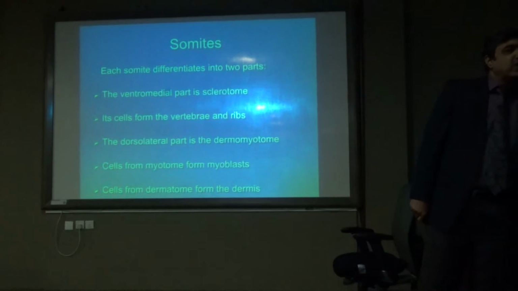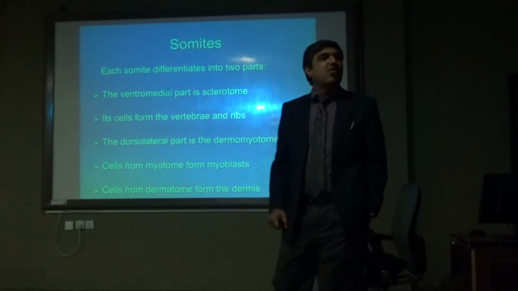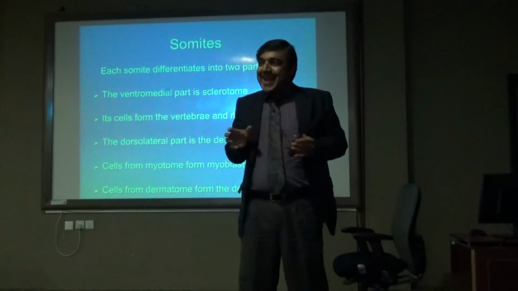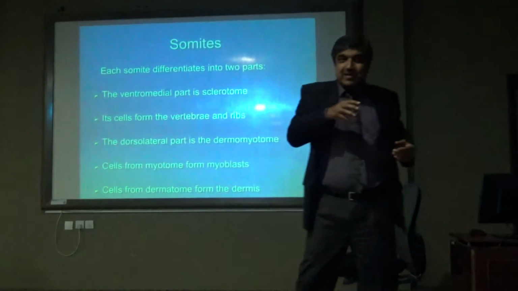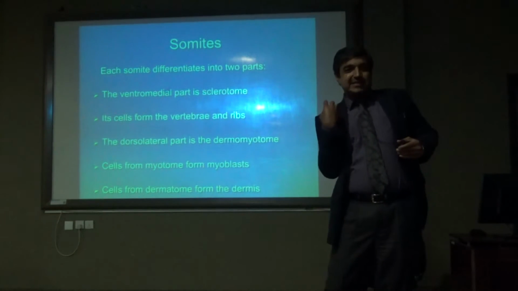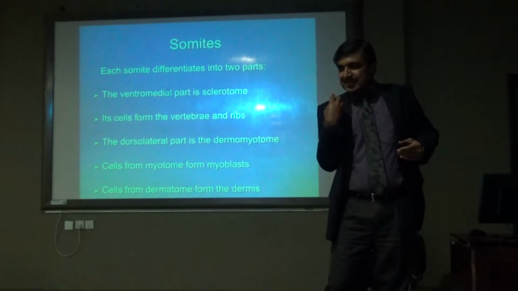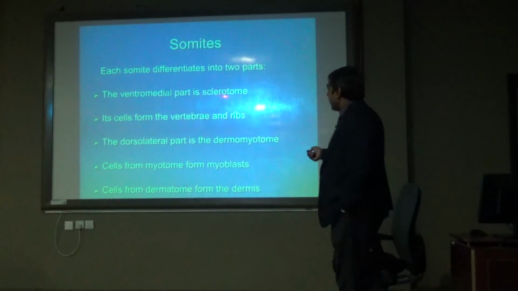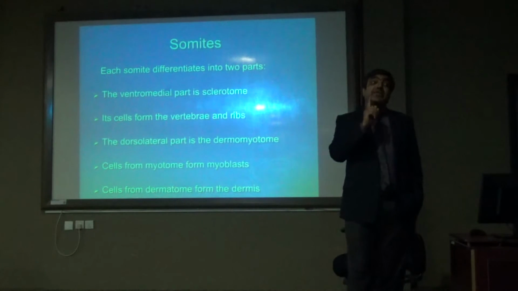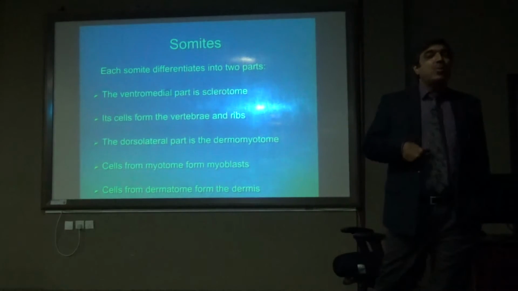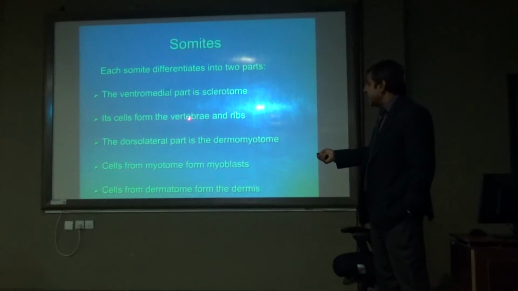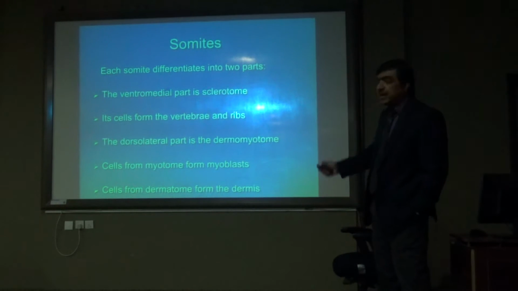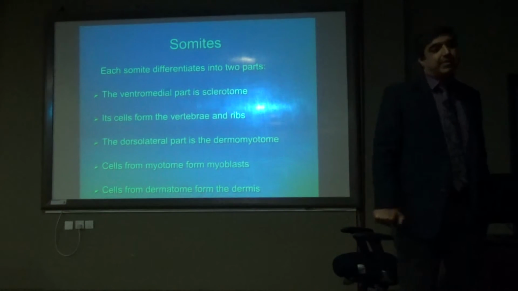Can you imagine what I'm talking about? Ventromedial, like this. Another is dorsolateral, like this, right? The ventromedial part is the sclerotome. Remember this name. This cell forms the vertebrae and ribs. This portion of the somite will form the vertebral column and ribs.